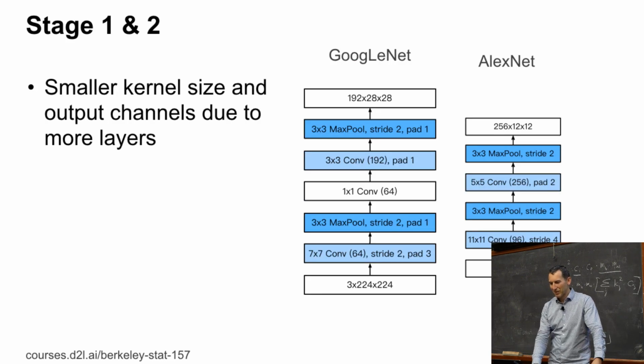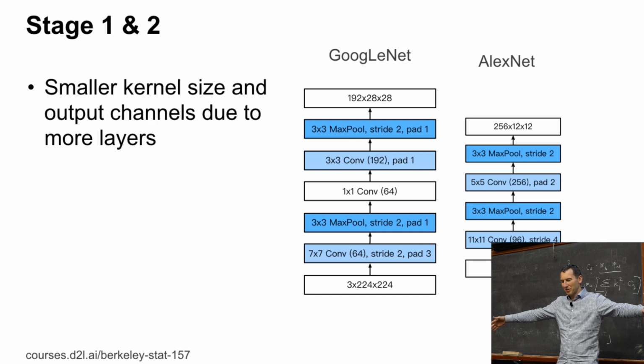So let's look at stage 1 and 2 directly. In AlexNet, it's basically a very wide convolution, 11 by 11, and this one's a little bit smaller, it's only a 7 by 7. Then you have a 1 by 1, and then again 3 by 3 and pooling. So it's not too dissimilar from AlexNet. The only difference is that you have a bit more channels and you have a higher resolution.